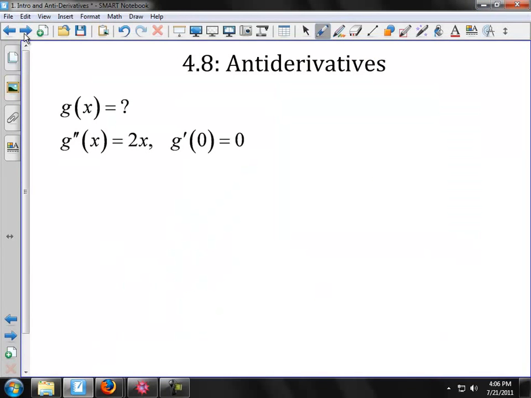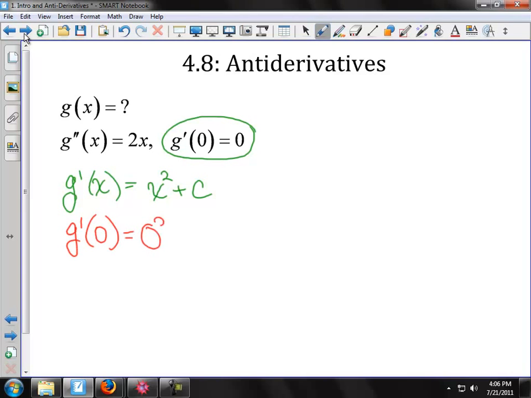All right, so here's another problem that you might see. What if the second derivative is 2x? What can you say then? Well, it seems pretty obvious that the first derivative is the antiderivative of the second derivative. That must be x squared plus some constant. But they actually give us some extra information. They tell us that at 0, the first derivative has to be 0. So if we plug that into our function, we get g prime of 0 has to be 0 squared plus c, but it also has to be 0. So that tells us c is 0. Okay, so g prime of x is just x squared. There's no other constant that goes with it.